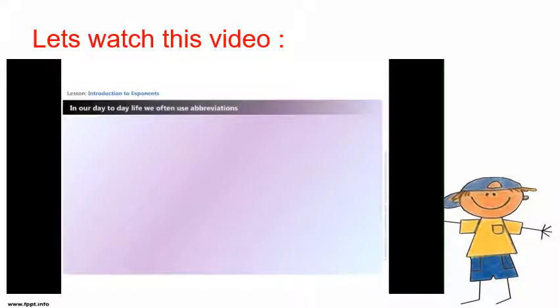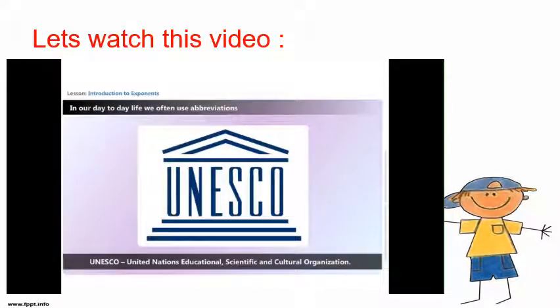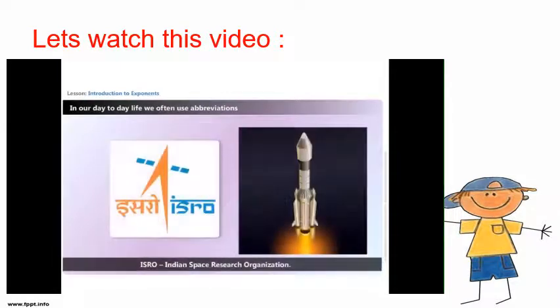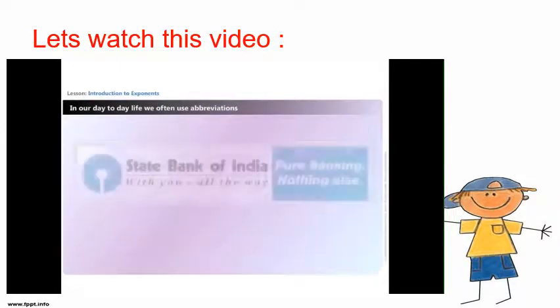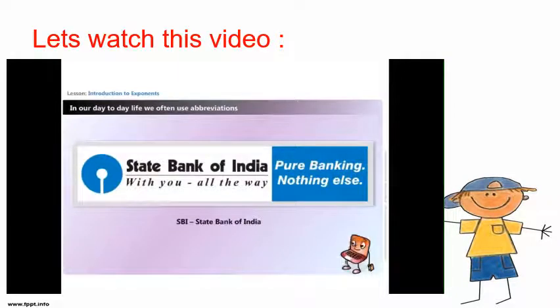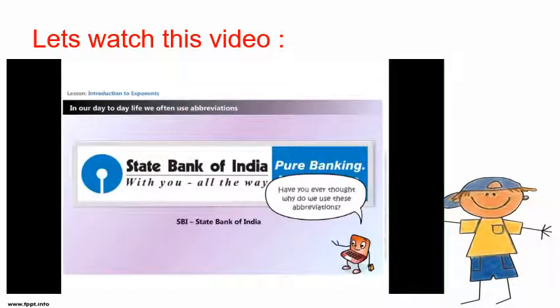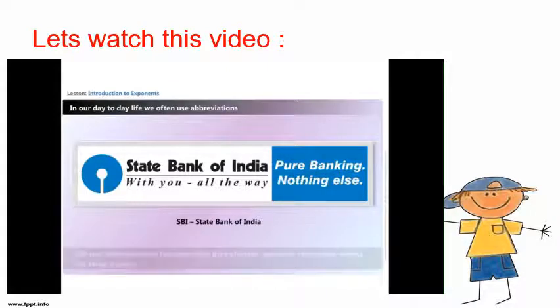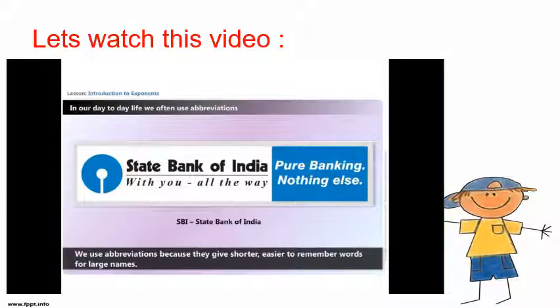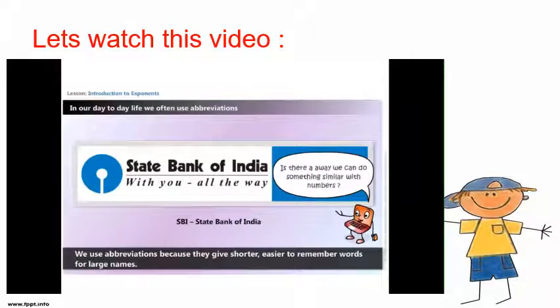In our day-to-day life, we often use abbreviations as short forms for a big word or name of an entity. Like UNESCO is the acronym for United Nations Educational, Scientific and Cultural Organization. Similarly, we use ISRO for Indian Space Research Organization and SBI for State Bank of India. Have you ever thought why we use these abbreviations? We use abbreviations because they give shorter, easier to remember words for large names. Is there a way we can do something similar with numbers?